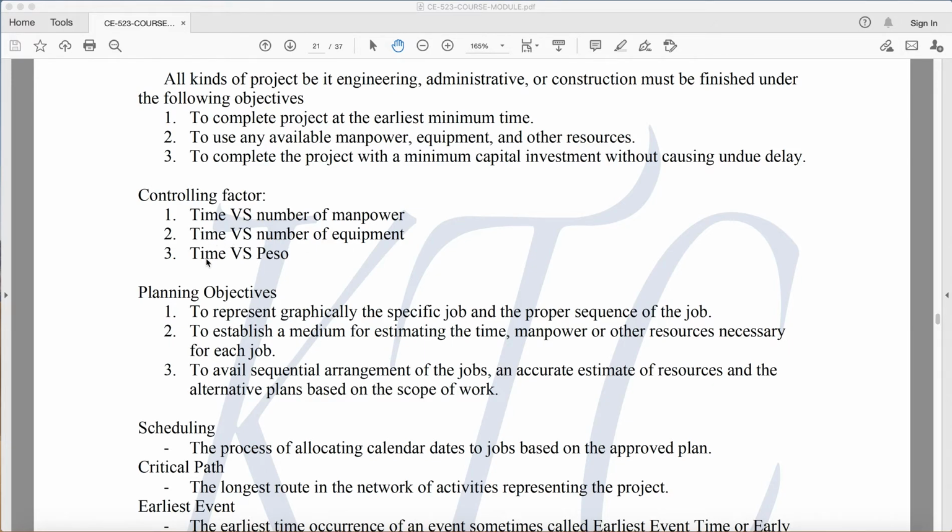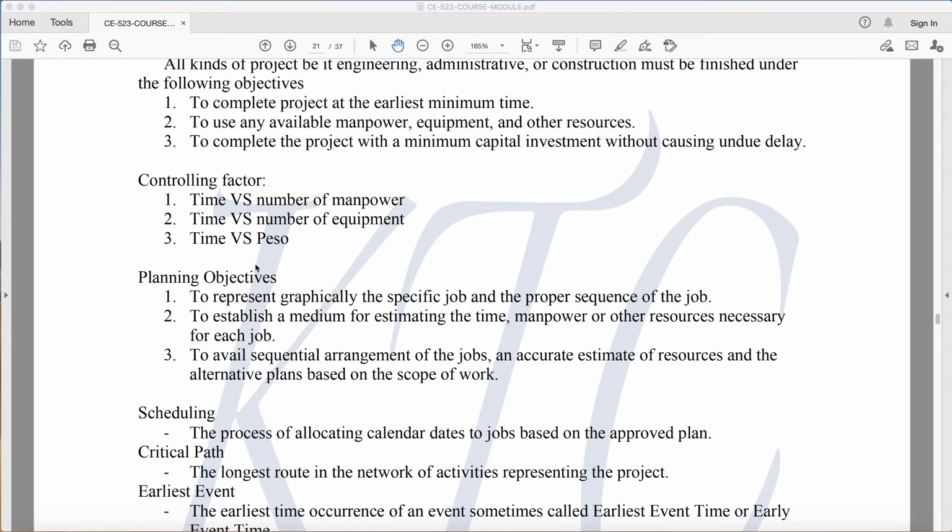Next would be time versus money. Okay? So time versus money, it is a factor in a sense that if we are consuming more time, we are consuming more money. If we are right on track or we are on schedule, we are saving money. Okay? Ibig sabihin, time is equivalent to money. Every second or every minute that is counting, you are also counting money.